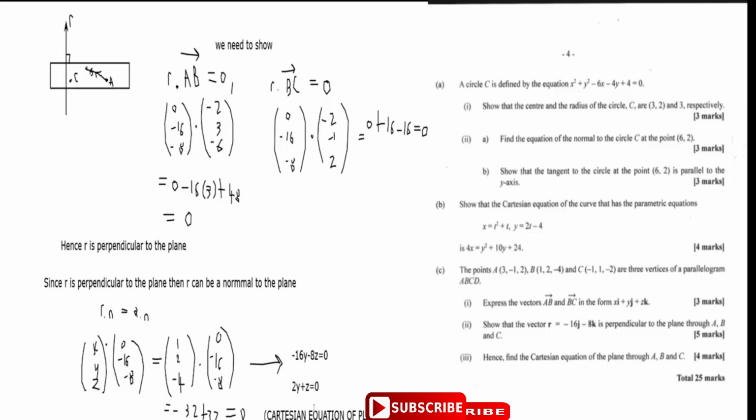Now that we have the Cartesian equation of the plane, we're good. We're absolutely good.